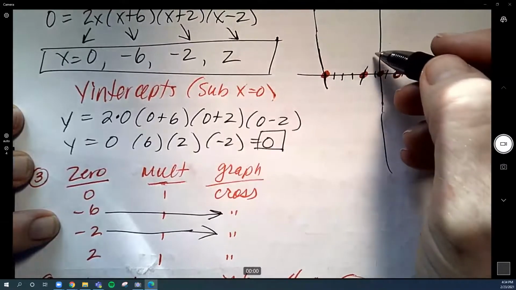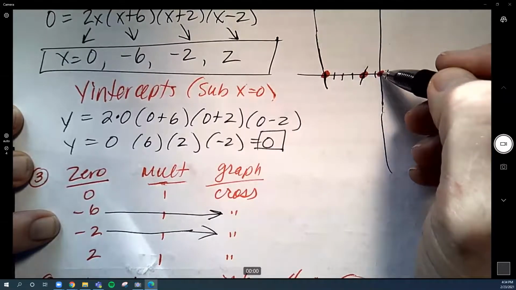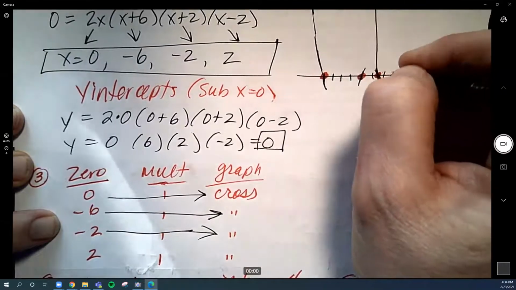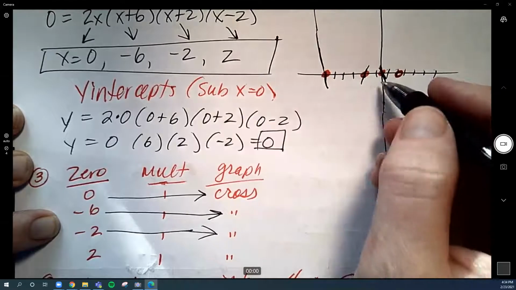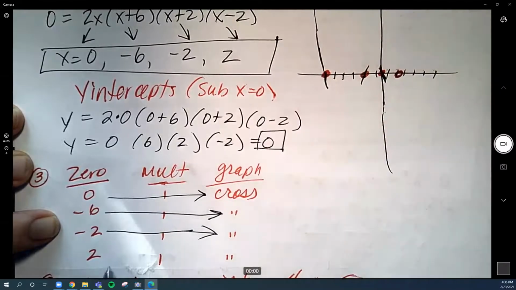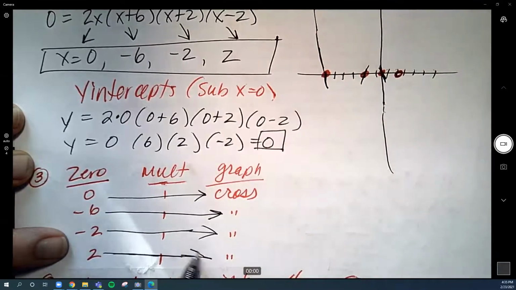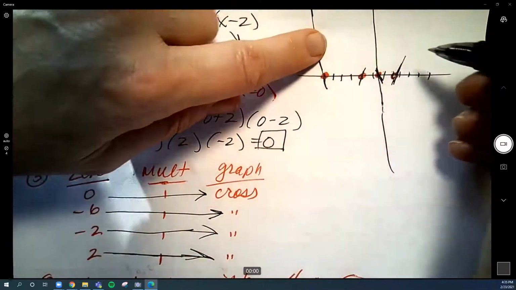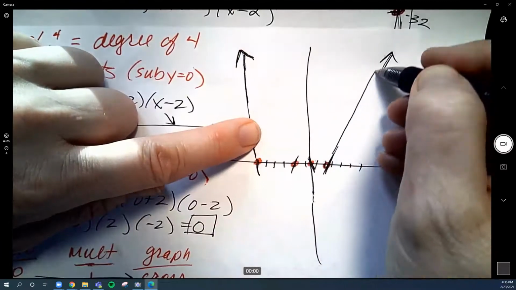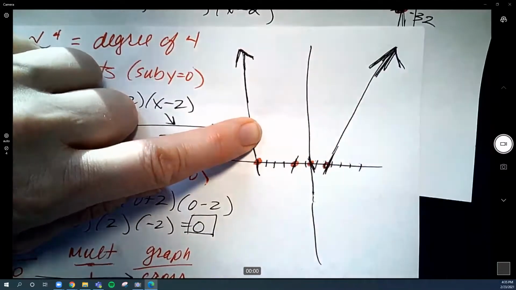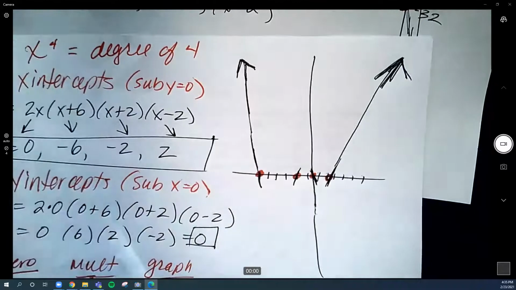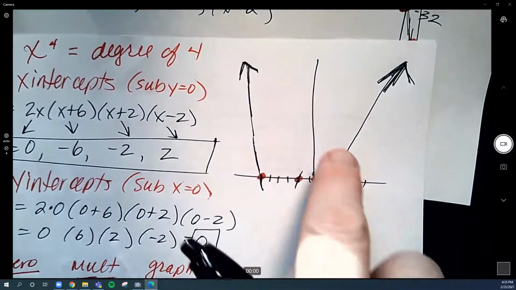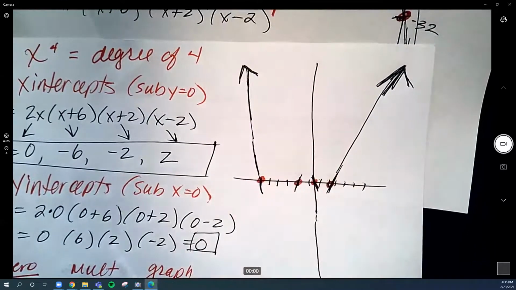At some point, it will reverse direction, come back and hit this 0 at 0, where it will cross through to the other side. And then at some point, it will reverse direction, where it will come back and hit this 0 at 2, and it will cross through to the other side. And then finally meeting the upper end behavior in the upper right-hand quadrant. The only thing I don't know are the local minimums and the local maximums for where this graph is hitting.